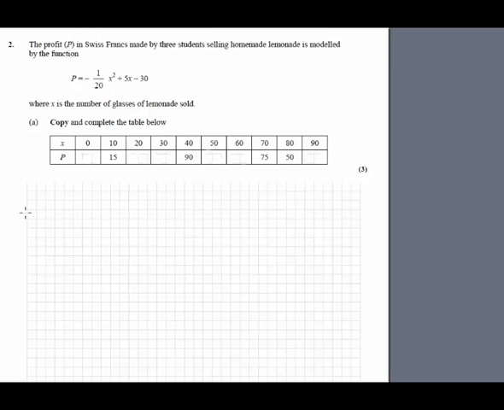This is question number 2, and it's a long question, so I'm going to break it into a couple of parts. But what we have is the profit in Swiss francs from 3 students selling lemonade is modeled by this function, and X is the number of glasses of lemonade. They want you to copy and complete the table. Quickest and easiest way to do that is to do it on the graphing calculator.